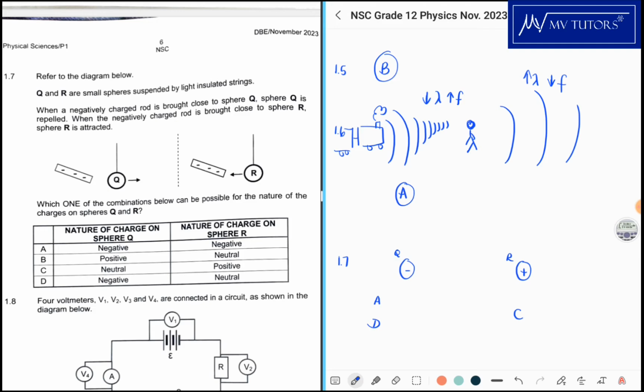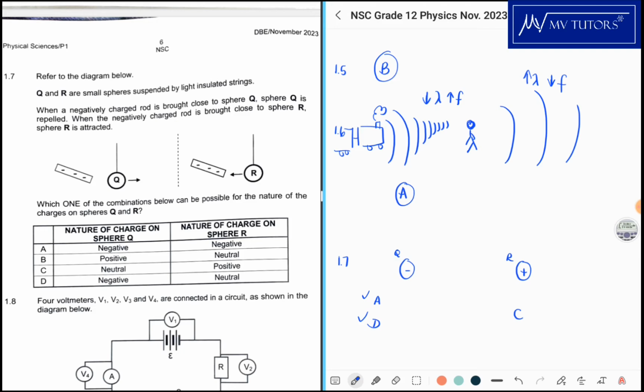Okay guys, here's the thing. When it comes to charges that are repelling, both of them either need to be negative or both of them need to be positive. So here we're dealing with negative charges, right? So Q definitely is negative. So A and D, I'm sticking to my guns. It cannot be neutral.